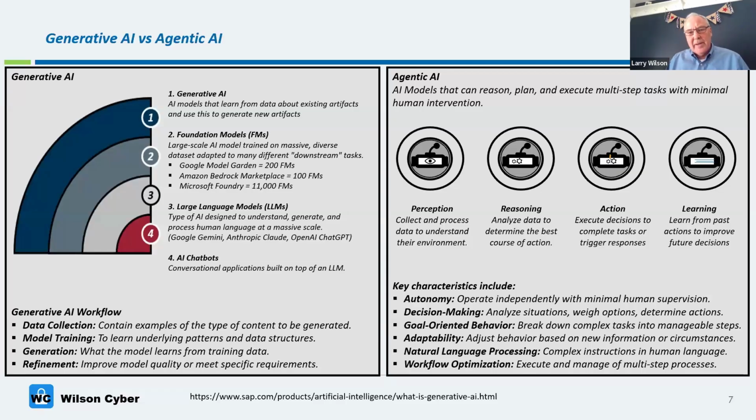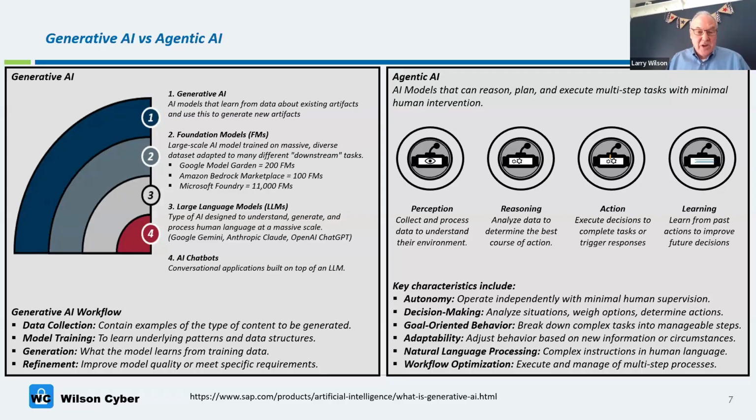Next, we have agentic model. And these are more of the norm lately. There's been a lot more deployment of agentic AI in the last, I would say, 5 or 6 months. AI models that can reason, plan, execute multi-step tasks based on human intervention or without human intervention. We have perception, reasoning, action, and learning. Perception is collect and process data to understand the environment. Reasoning is to analyze data to determine the best course of action. Action, this is new, this is different than generative AI. Execute decisions to complete tasks or trigger response. So agentic AI actually takes action. And we also learn from past actions to improve future decisions.